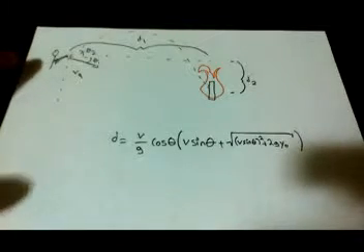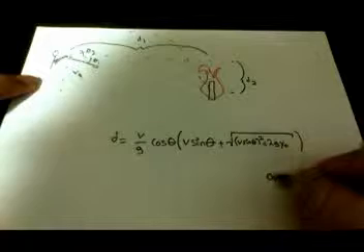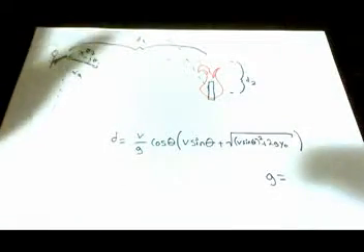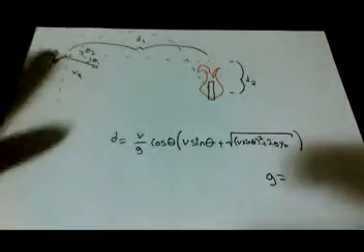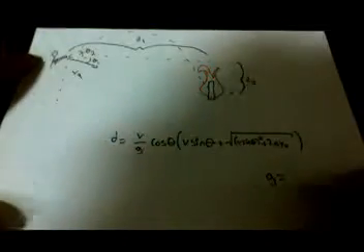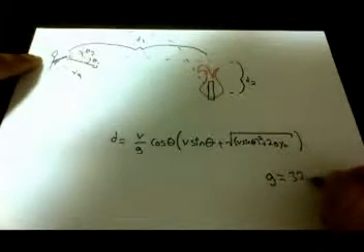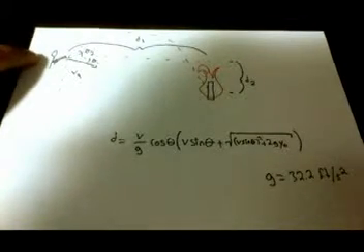Now, all the numbers that were given are in feet. So g here is, what is it? Is it 32.2, I think? Whatever g, this number might be wrong, but whatever g is in feet, I'm pretty sure it's 32.2 feet per second squared.